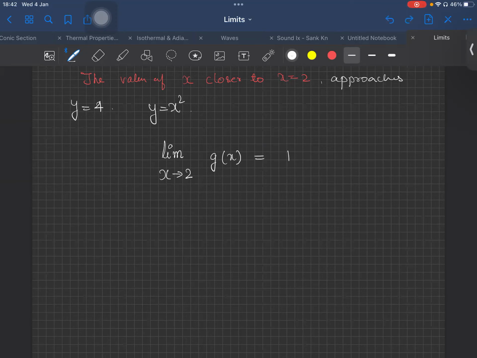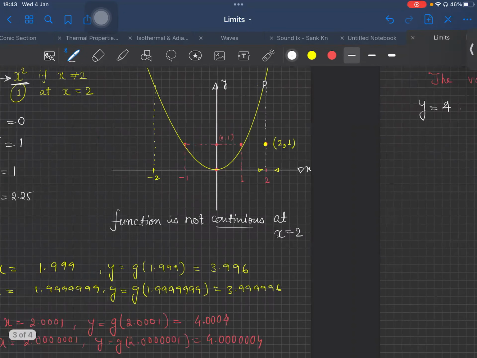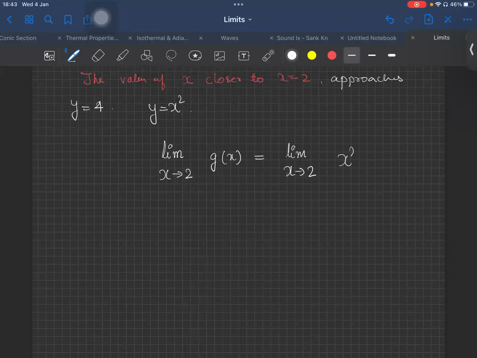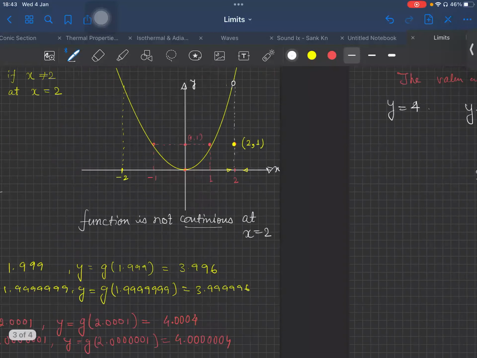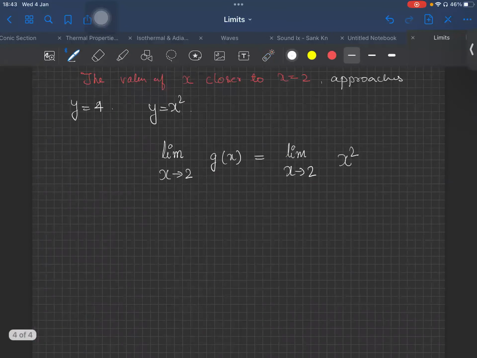Why? Because we can write limit x tends to 2, g of x. What function is g of x? This is x square, right? Because at x equal to 2, just try to understand, the value of the function is 1. So when it is approaching 2, the value of the function is x square. Now if you put x equal to 2, what you will get? 2 square, which is equal to 4. Now you understood why limit x tends to 2, x square is equal to 4.